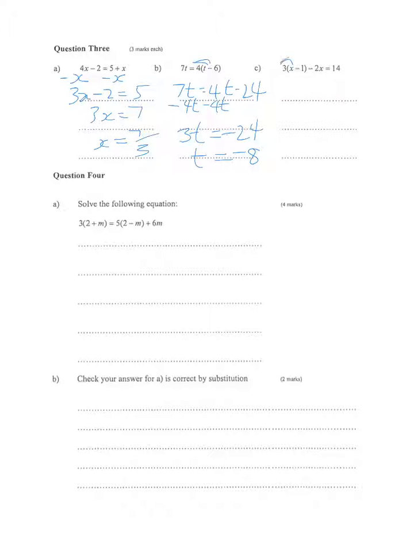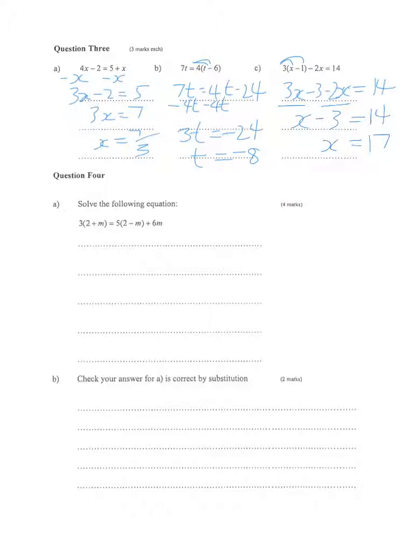Expand the brackets. 3x minus 3 minus 2x equals 14. We collect like terms, so 3x minus 2x is x, minus 3 equals 14, add 3 both sides, x equals 17. Now as you go, you can always check these answers.